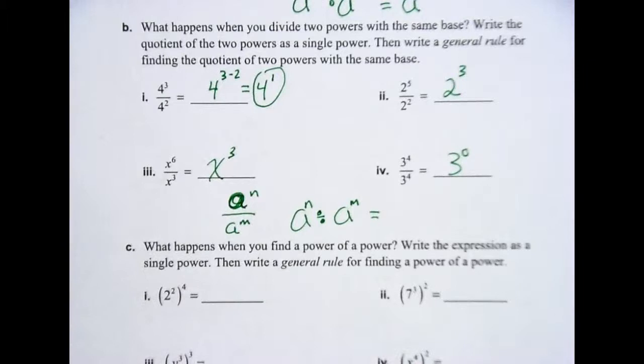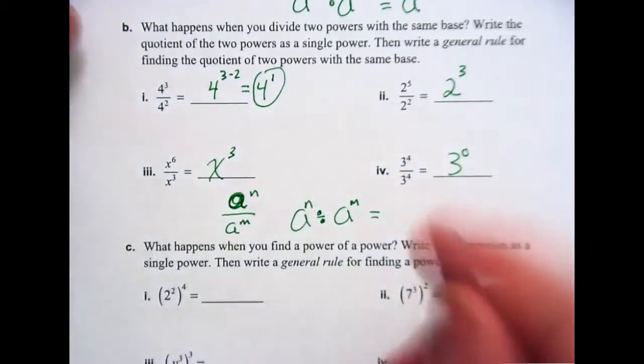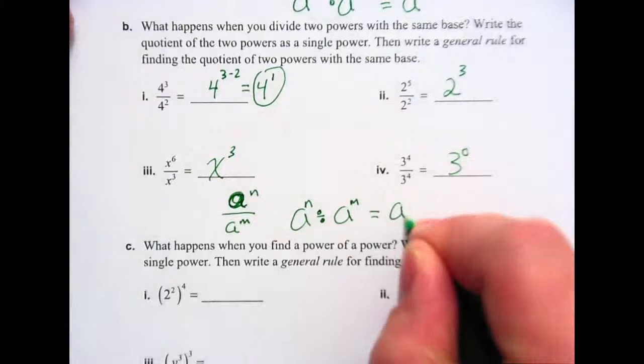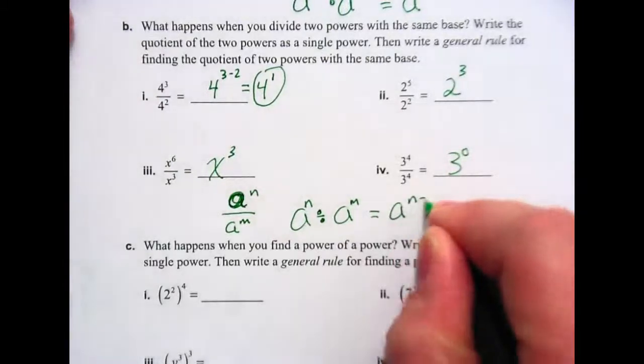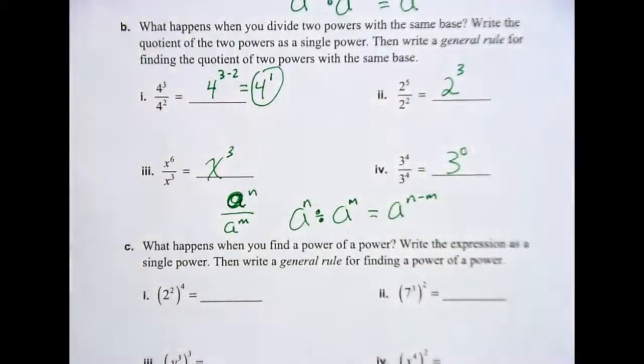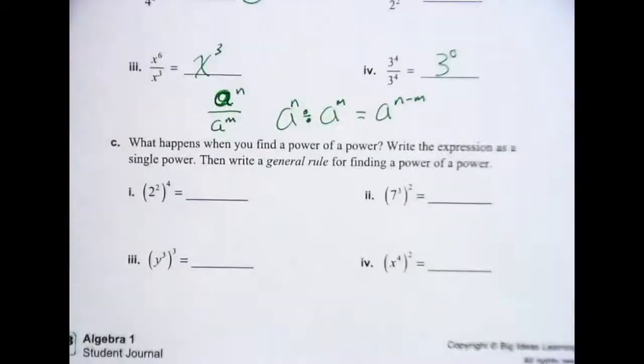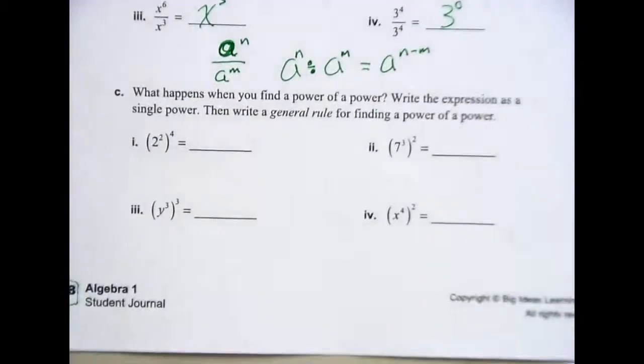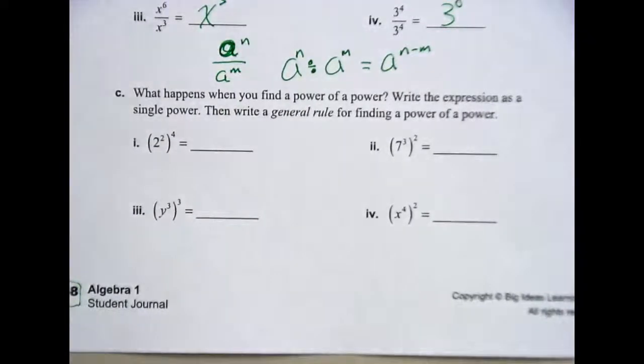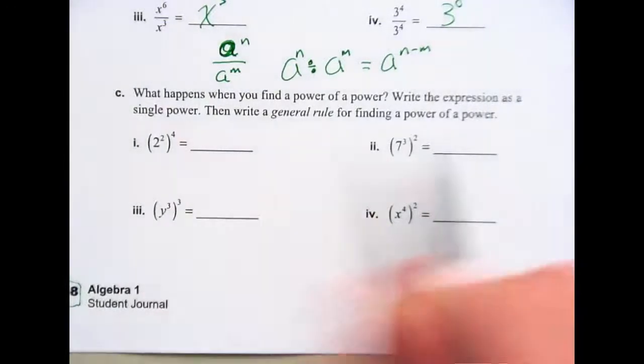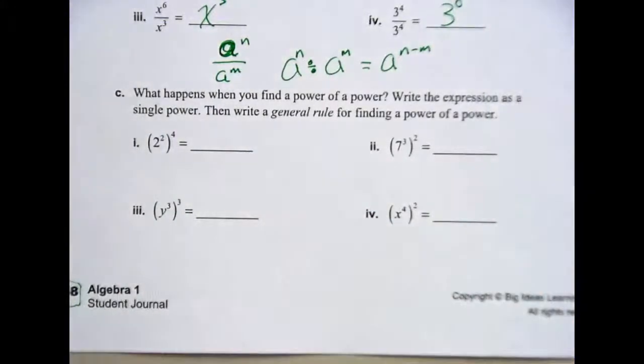All right. What do you end up with there, Caden? I see you telling Lily. a to the n minus n. Good job. Did Lily agree? No. Oh, unbelievable. All right. Letter C, what happens when you find a power of a power? So here you're finding the power of a power. Write the expression as a single power. Most of you had this done.